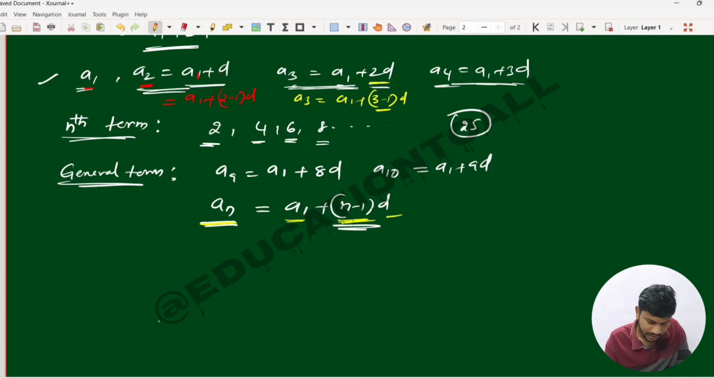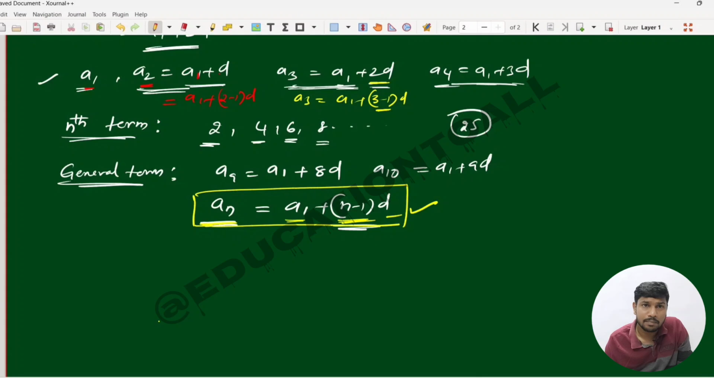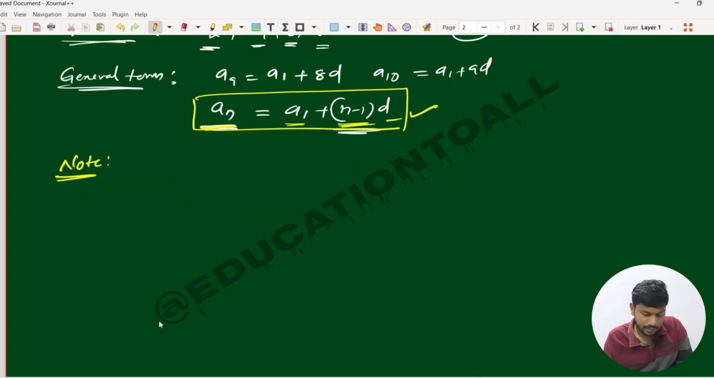So this is a very important formula. This is called the nth term. The nth term can be used to find the number of terms in the given progression. There is one note we have to remember. If any terms are in AP, arithmetic progression, the common difference must be the same. D must be constant. This is point number 1.